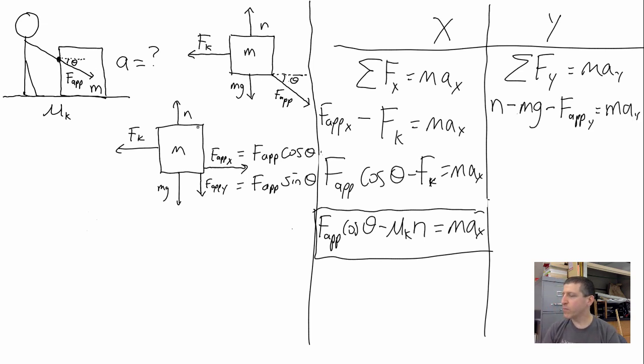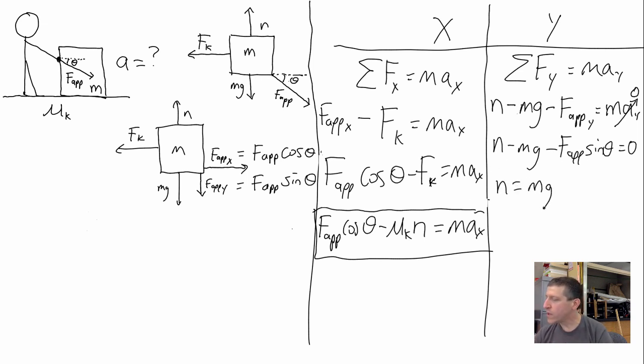Now, because this person's pushing down and they're not strong enough to push it through the floor, we know how much is this going to accelerate in the y direction? It's going to accelerate not at all. That's going to be a 0. So that means that we have N minus mg minus, and I'm going to get more specific, F app y is just F app sine theta. That's all going to equal 0. So I can then solve for N on this side. N equals mg plus F app sine theta.